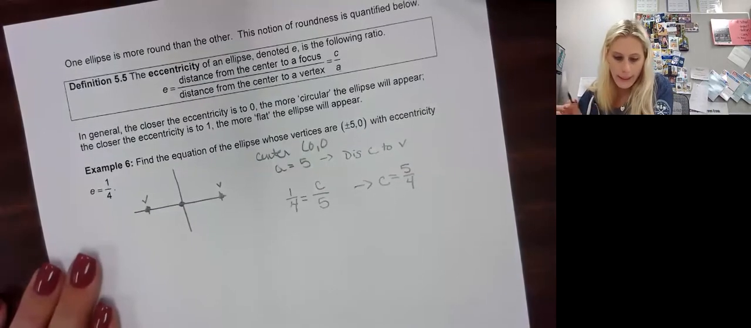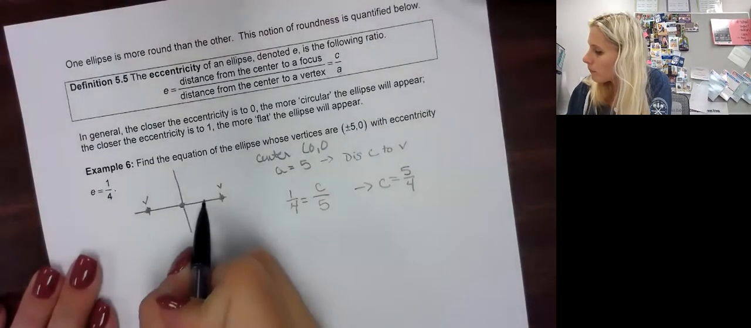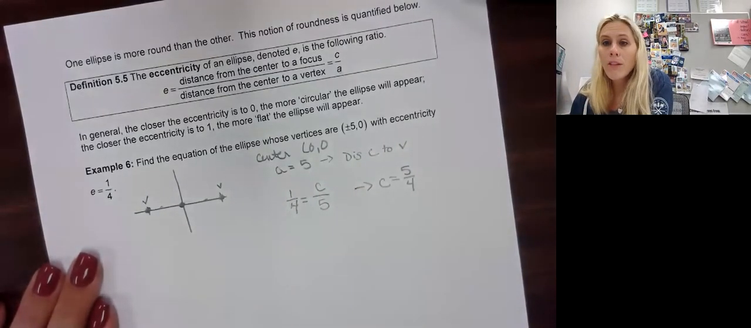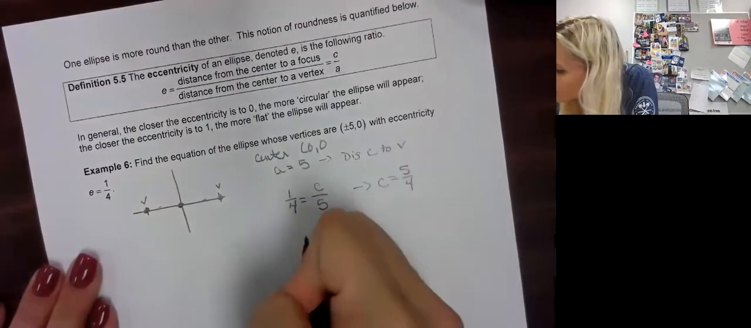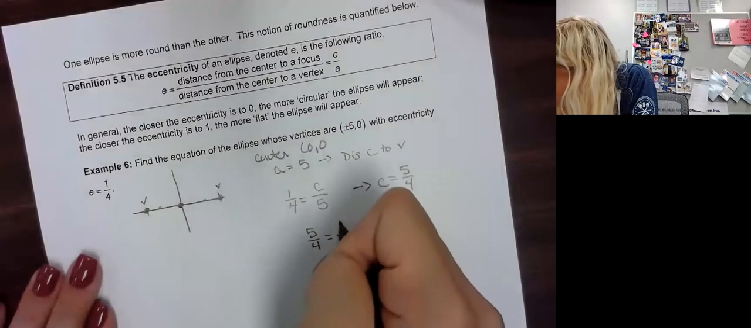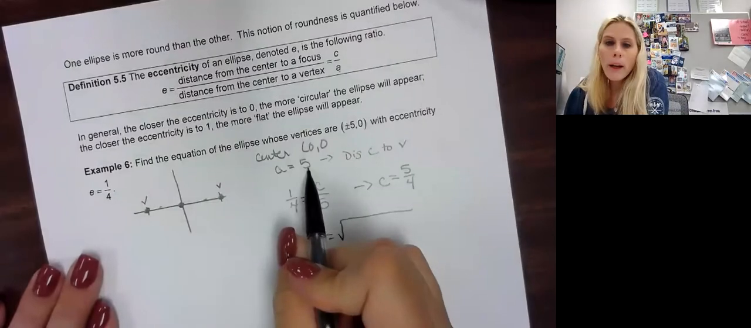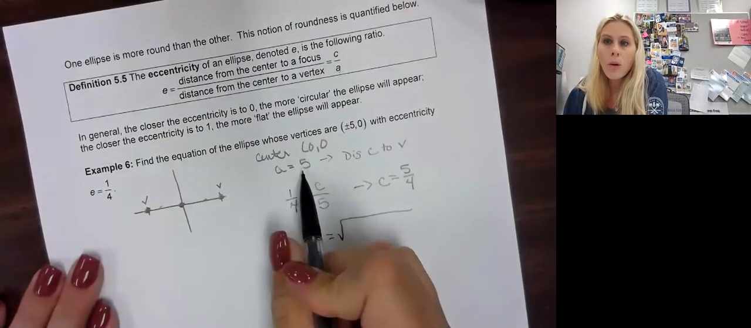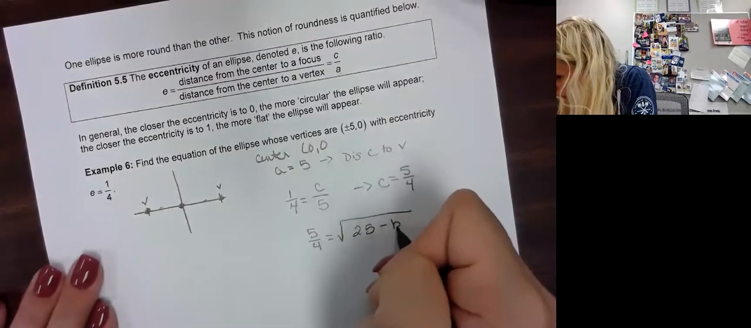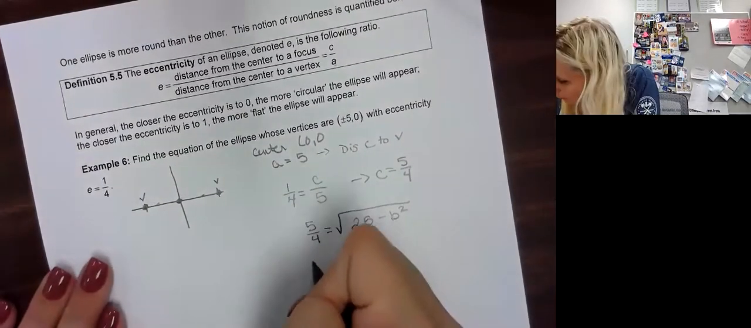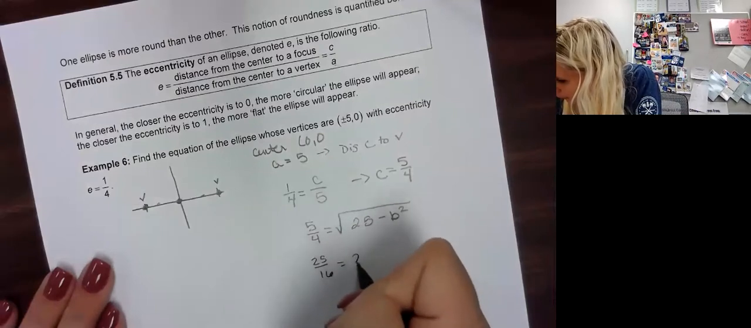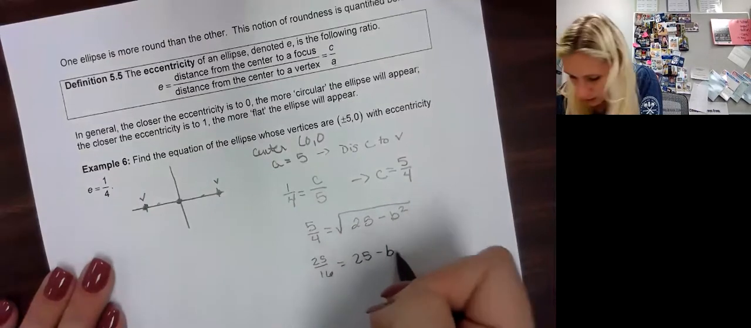Now, c is that distance from the foci, whatever that is, okay? So that means I can find my b value, right? Now that I have my distance. So 5/4 equals the square root. Now I know the a squared comes first because it's a horizontal ellipse. So it's going to be 25 minus b squared. And then I can solve. I get 25/16 equals 25 minus b squared.